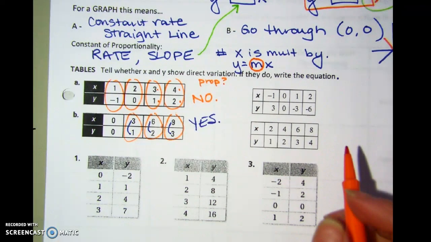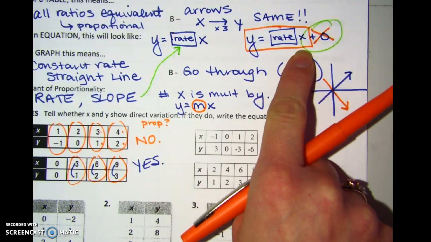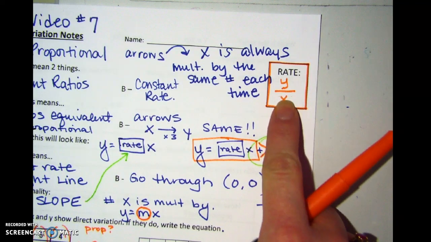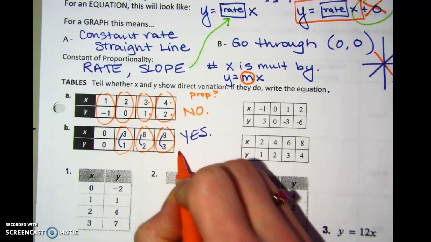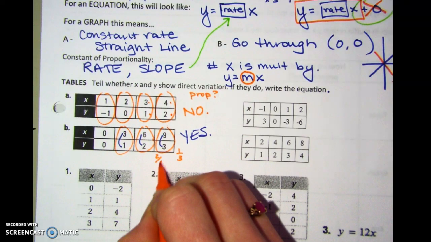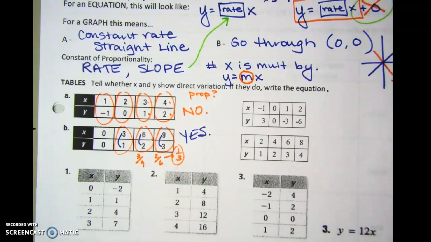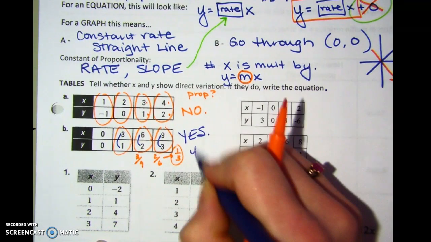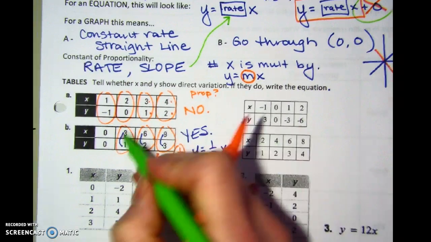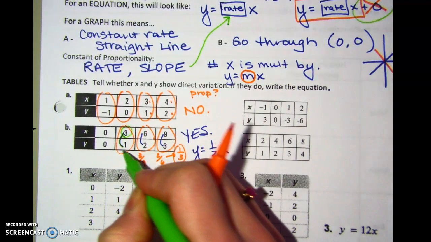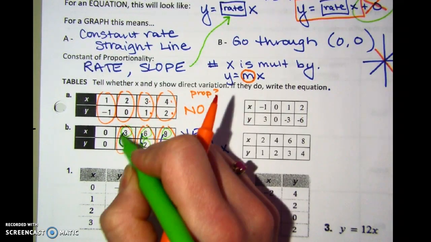We talked about how the equation up here is y equals the rate times x. So if I find the rate, which we said was always y divided by x up in this box, I'm going to come down here and say y divided by x: 1 over 3, or 2 over 6, or 3 over 9. All of these simplify to 1/3. That's my rate. So the equation would be y equals the rate times x, y equals 1/3 x. And what's cool is that that's what's happening to x every time. 3 times 1/3 is 1. 6 times 1/3 is 2. 9 times 1/3 is 3. So that's kind of what this arrow is doing every time to the x.